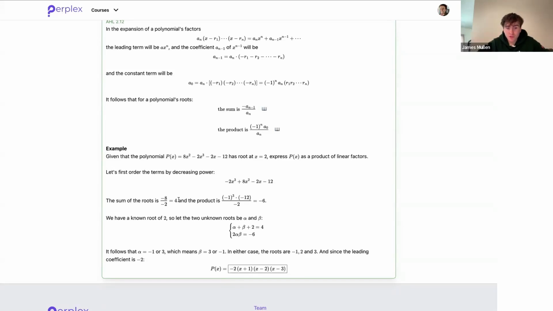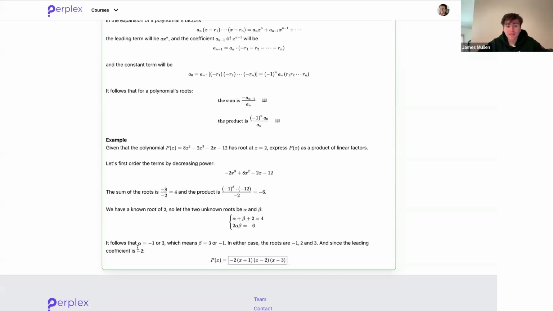The sum of the roots is 4, because I do 8 divided by minus 2, negative of that, which gives me 4. And the product of roots is going to be negative 1 to the power of 3, from the degree, times negative 12 over minus 2. And that gives me minus 6. Right? And I know that one of my roots is 2, so if the two unknown roots are alpha and beta, I can say alpha plus beta plus 2 is equal to 4, and 2 alpha beta is equal to minus 6.